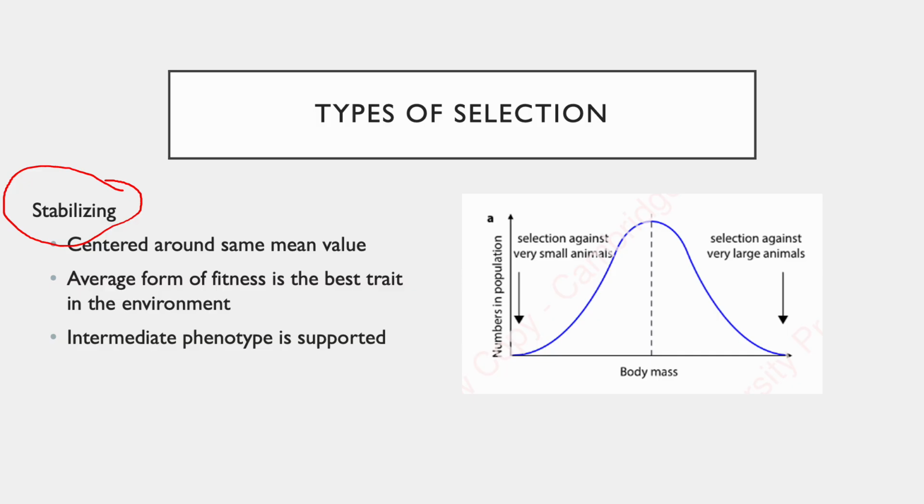In this graph, if you see very carefully, I have small animals and I have large animals, but the selection pressure has been put in a way that the dominant surviving species will be the one which has an intermediate mass. So the intermediate phenotype, when it is supported in a particular selection, is called stabilizing.